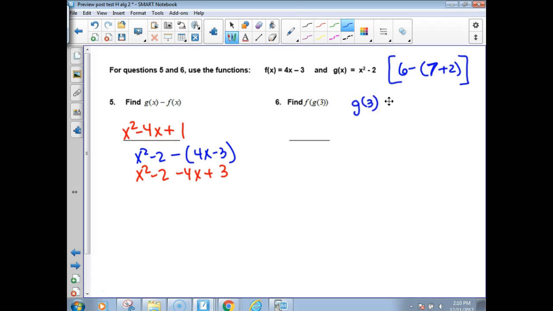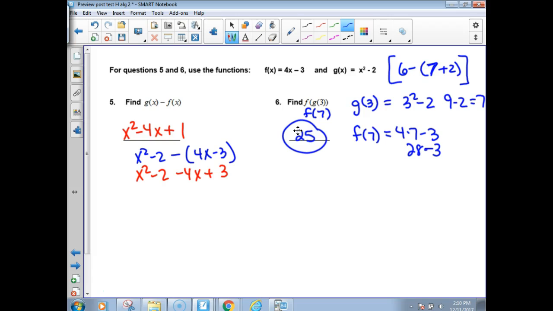What does that mean? Yeah, plug 3 into the g function. So do 3 squared minus 2, which is 9 minus 2, and that gives us 7. Now you have just done this part. So now you're going to do the f of 7, which means put 7 into the f function. The f of 7 then will give you 4 times 7 minus 3, and that's 28 minus 3. So what's your final answer? That's a minus, by the way, 25. So I hope at least someone got help from that.